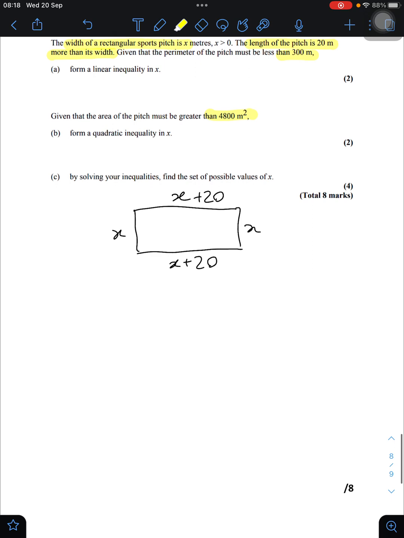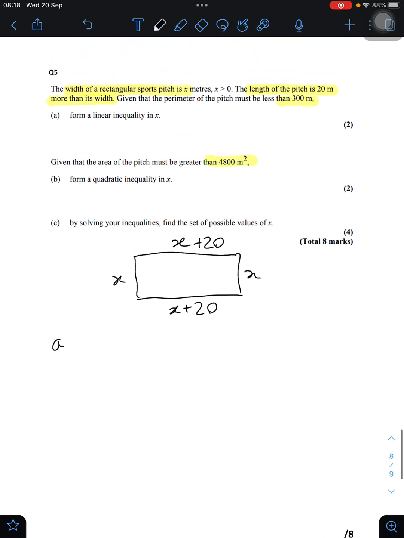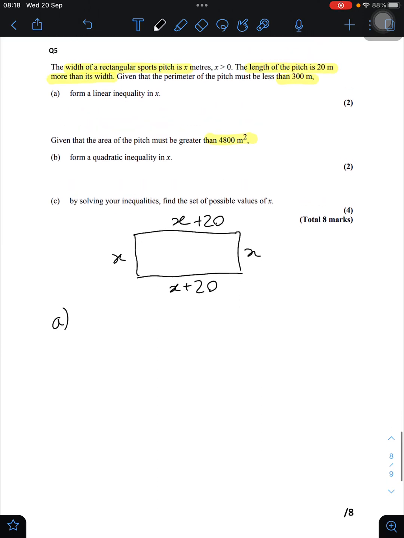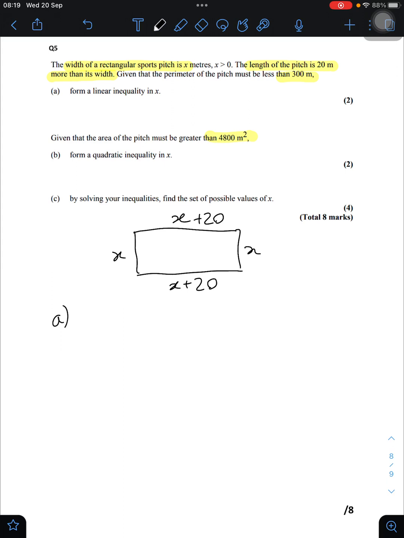So this was just really a case of reading the question. So in question A, form a linear inequality in x. That linear inequality here means that we haven't got an x squared term. So if we were calculating the area here, we would have an x squared term. So they want the perimeter used here, and also we don't know the area yet. So add up all those values there. We've got 4 lots of x plus 40.